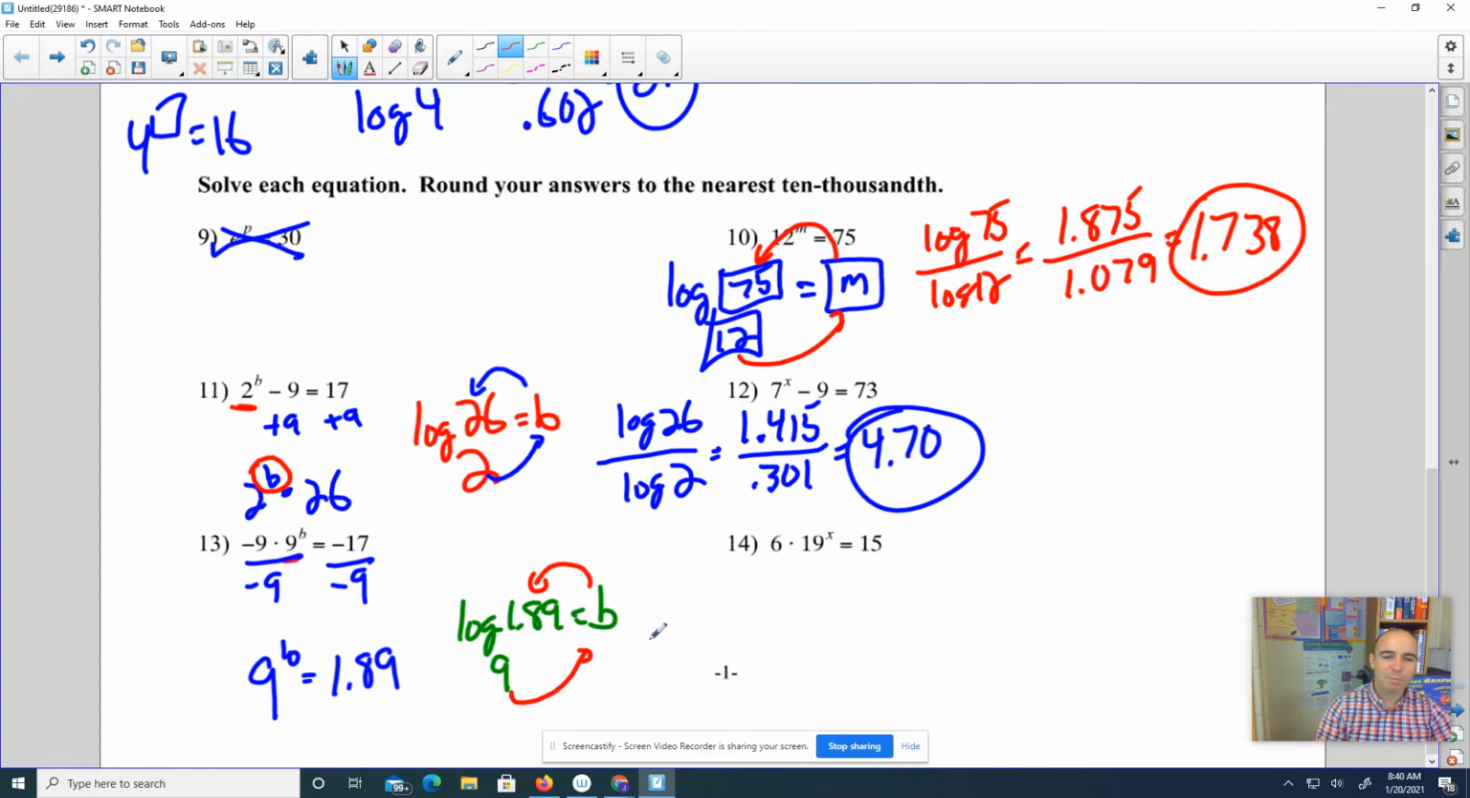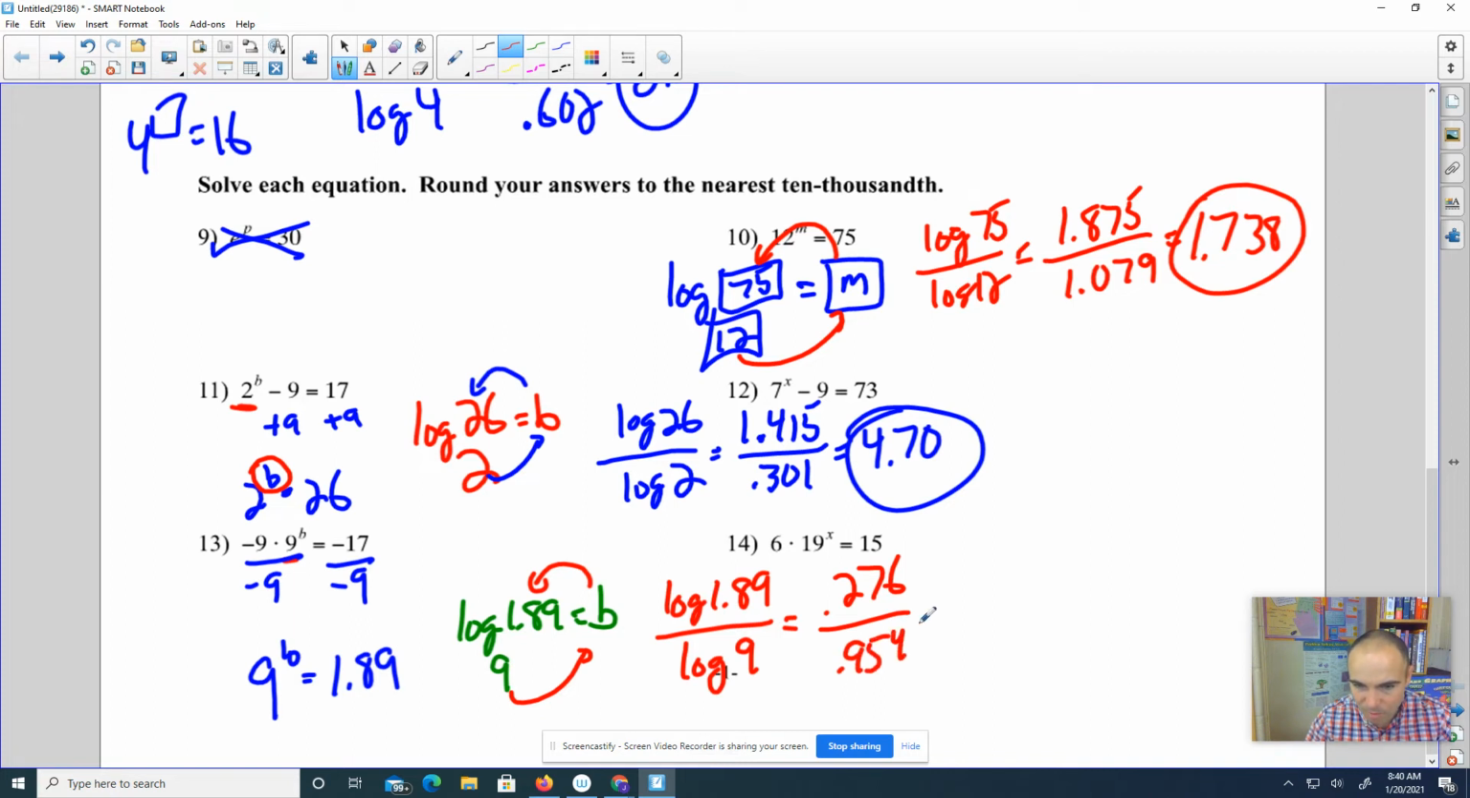So now I know I can make this into a fraction: log 1.89 divided by log 9. Okay, so again, I'll use my calculator. Log 1.89, okay, that's 0.276. And then log 9 equals 0.954, and 0.276 divided by 0.954 ends up being 0.289. Okay, now I think that's right.